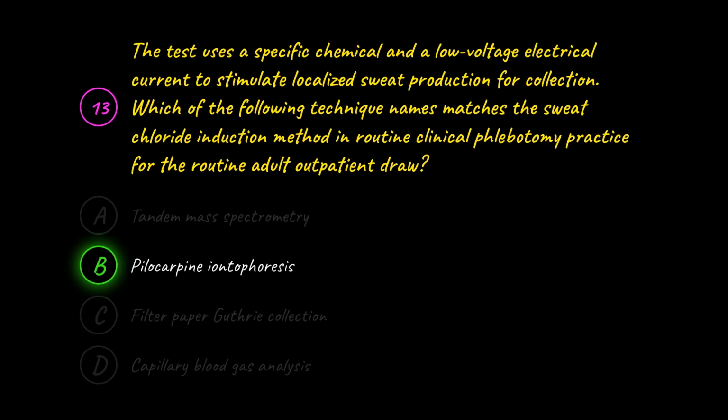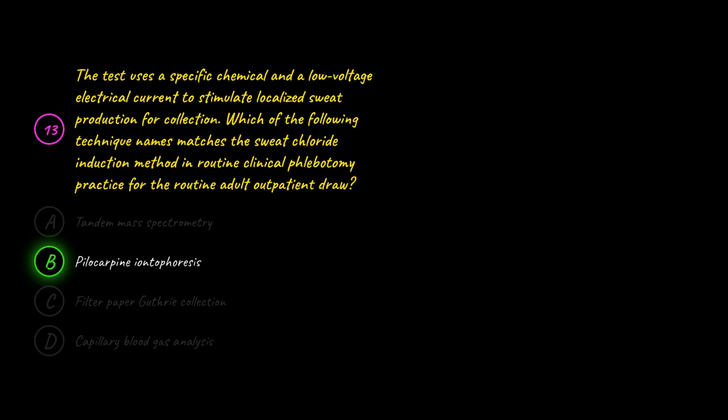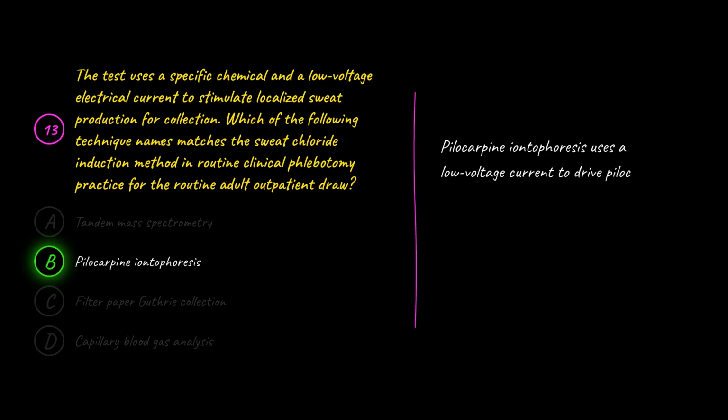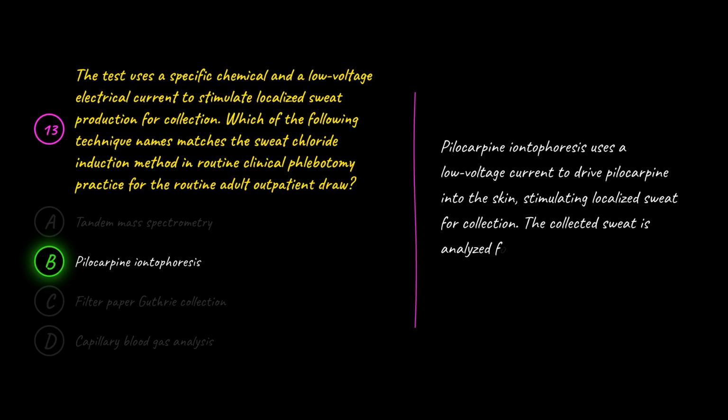The correct answer is B. Pilocarpine iontophoresis. B is correct because pilocarpine iontophoresis uses a low voltage current to drive pilocarpine into the skin, stimulating localized sweat for collection. The collected sweat is analyzed for chloride concentration to evaluate cystic fibrosis.